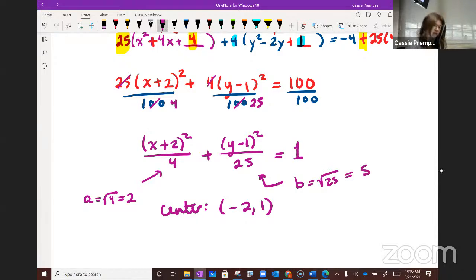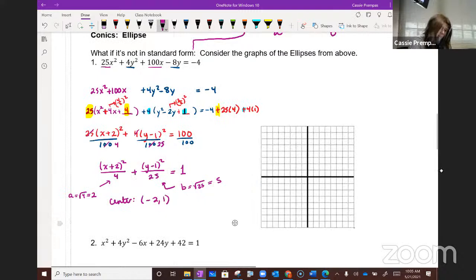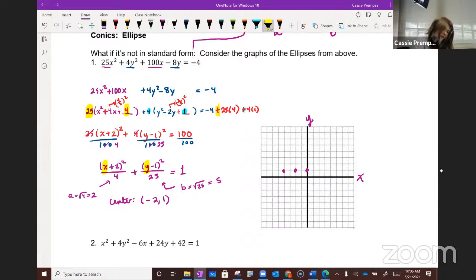Now I have all the pieces I need, so I'm going to graph the center, which is at -2, 1. And then I'm going to go in the x-axis direction. I like to look right under the x. I'm going to go 2 units left and right from the center. Then in the y-axis direction, I like to look right under the y and see that I'm going to go 5 units up and down. So I go up 1, 2, 3, 4, 5, down 1, 2, 3, 4, 5. And there is the equation of my ellipse.